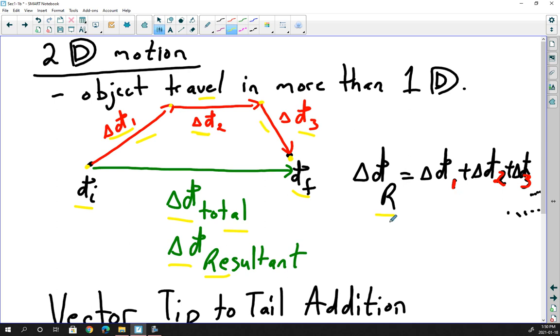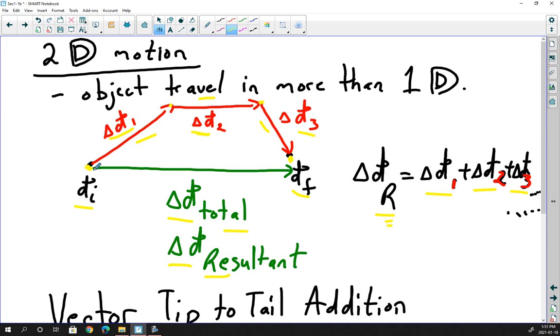So the resultant displacement or the total displacement is the first displacement plus the second displacement plus the third. Now, if you had a fourth or a fifth or a sixth one, you'd keep on adding. But in this one, we only have 3 displacements. And I have a green vector here showing you what the total or resultant displacement would be. You simply draw a line. You start at the initial position, you end at the final position, you draw a line, it's in green here, and you put an arrow showing the direction from initial to final.